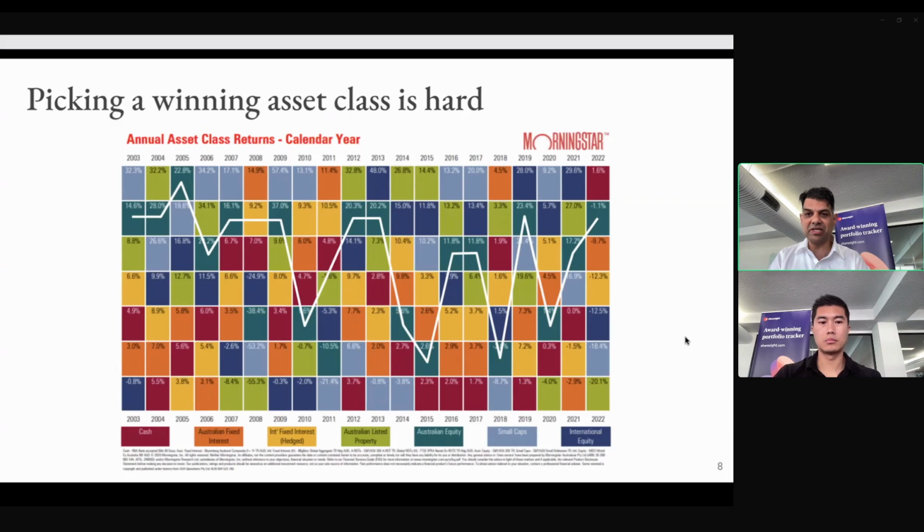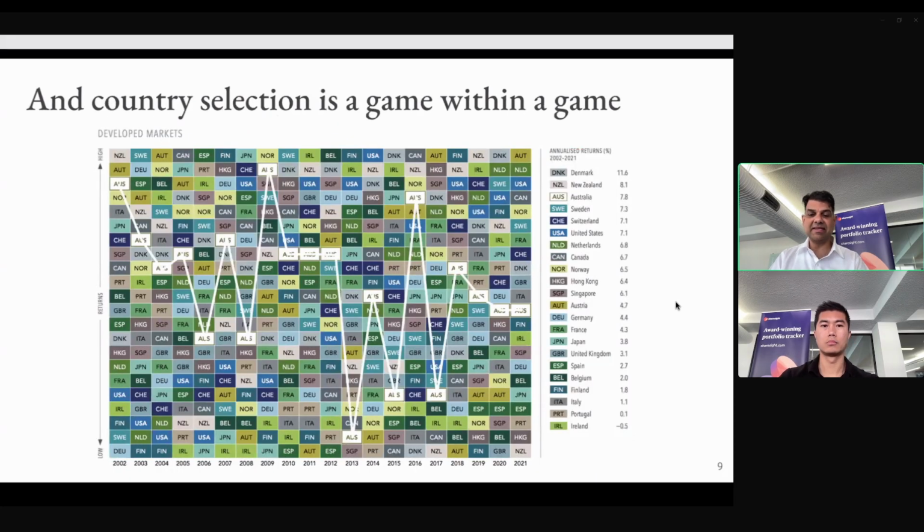at a different position altogether, and the returns vary as well. So picking a winning asset class is hard. Definitely picking a market or a country is even harder. In that case, we showed how the Australian share market performed. This is particularly Australian equities, and how hard it is really to pick who the best returning country would be.